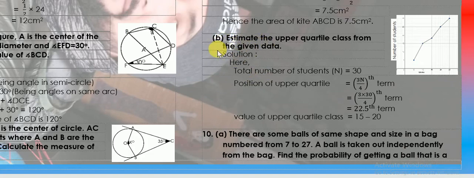Now let's move on to question number 9b. Here you can see in this graph, it's an ogive curve, and in an ogive curve the last point of the graph is the value of n, so here it's 30. So the total number of students is 30, and the position of the upper quartile is the 3n by 4th term, that gives 22.5. From 22.5 you move horizontally, you meet the graph at this point. Now let's move vertically down, it lies between 15 and 20, so we write the upper quartile class is 15 to 20.